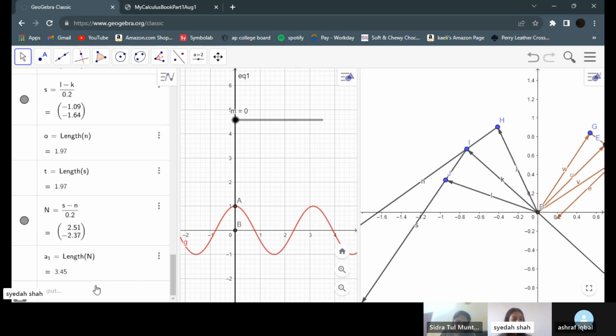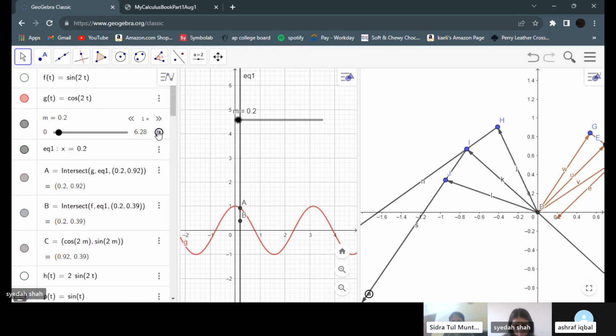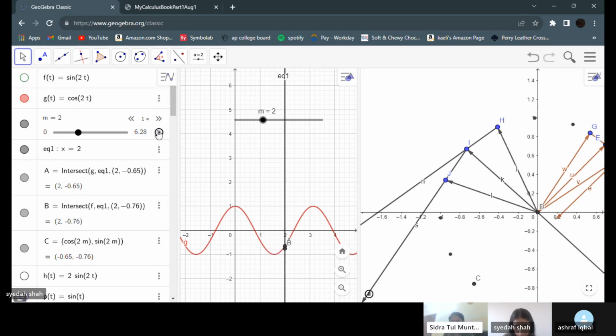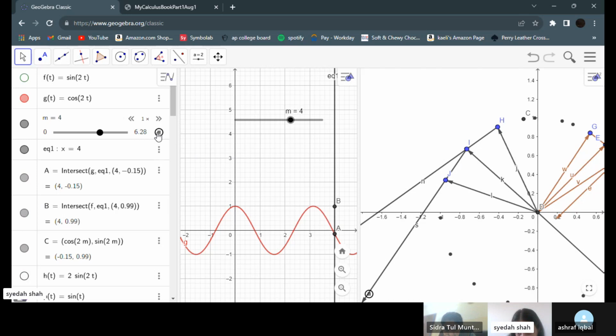Three points. Should I change? Should I move the points so that it's exactly 2? Okay, so the length is 3.45. As I told you, these vectors are very sensitive. So you can trace out the circles and check whether the points are exactly on the same points. I think they are.